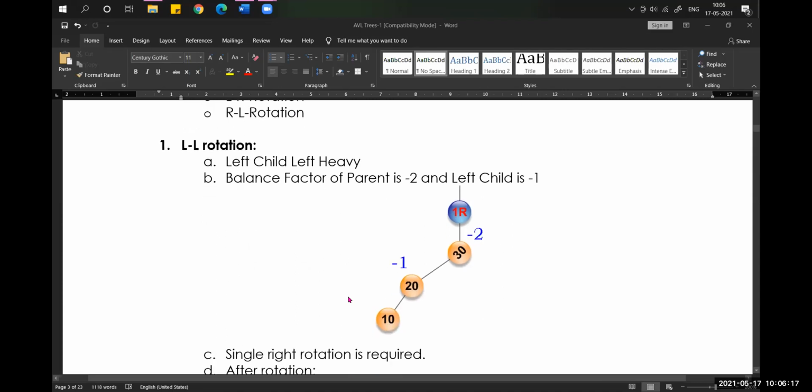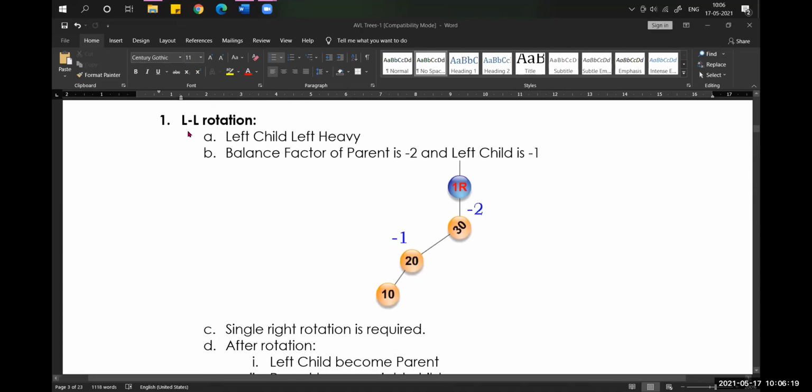Let's start with the first rotation, that is LL rotation. LL rotation we can say is left child, left heavy. So on the left side the nodes are more, that's why it is left heavy. Left side, left children are more. Then we can perform the LL rotation.